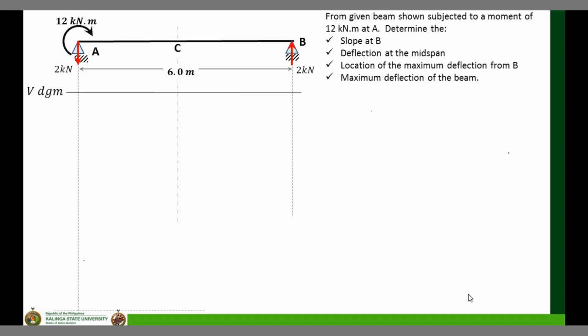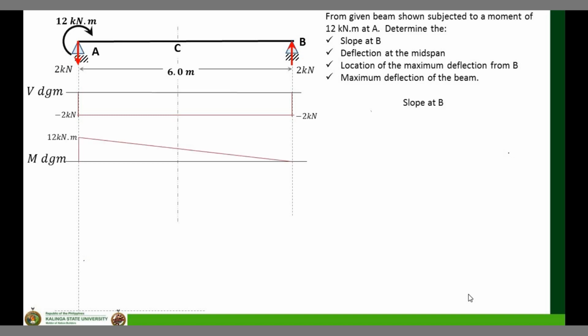First, we drew the shear diagram. May pababa tayong 2 kilonewtons. Then, since walang load from A to B, that's a straight line, then back to 0. For the moment diagram, that is the area of our shear diagram. And ito ang nakuha kong itsura ng aking moment diagram.